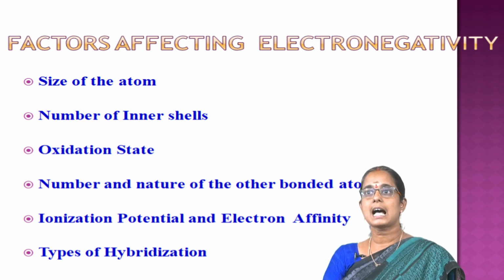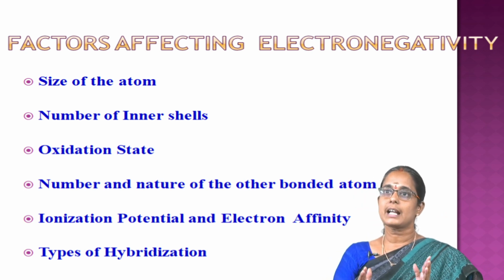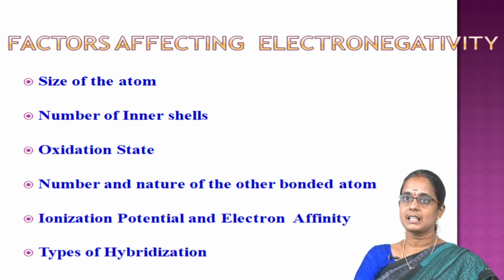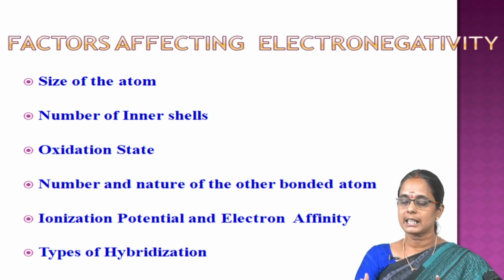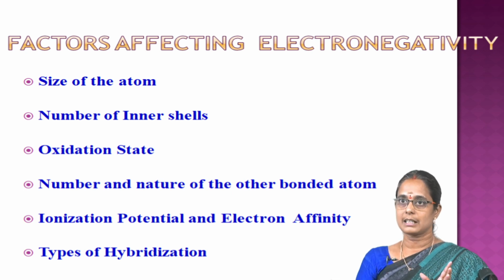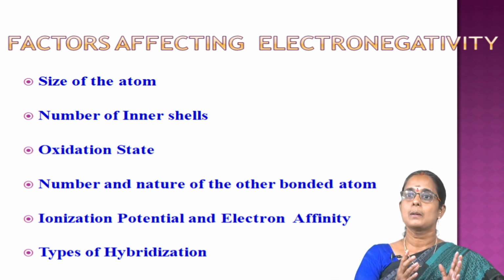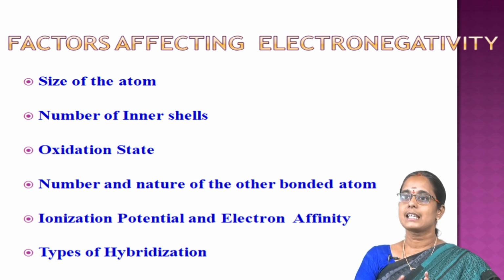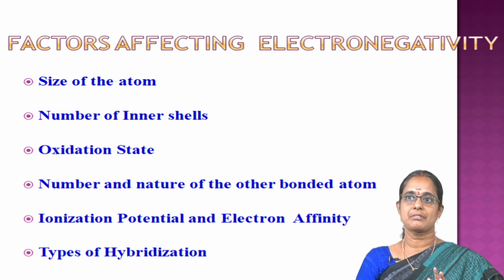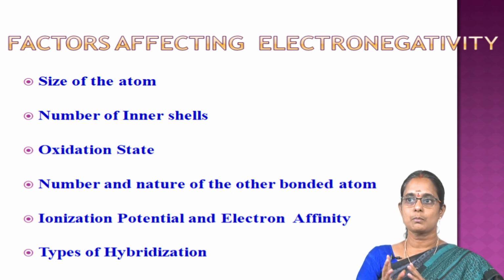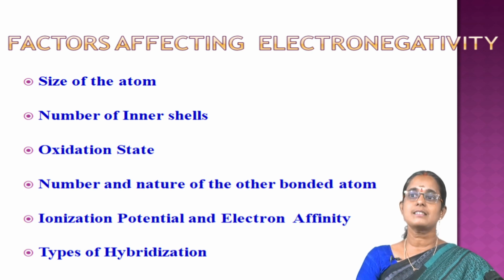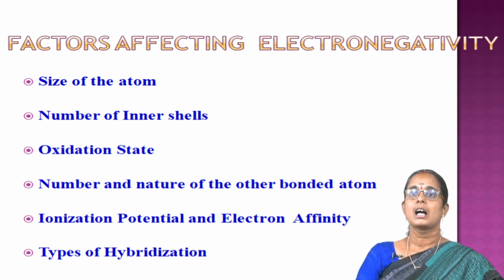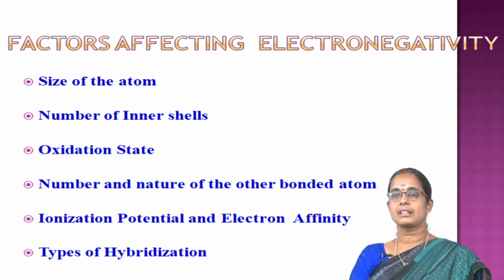Number and nature of the other bonded atoms. Electronegativity of an atom is a property which depends on the nature and the number of atoms bound to it. This is the reason why the electronegativity value of an atom is not a constant. Electronegativity of phosphorus in PCl3 and that in PF3 are different. Chlorine and fluorine are both halogens in the same periodic table group, but the electronegativity value is different. Next, ionization potential and electron affinity.